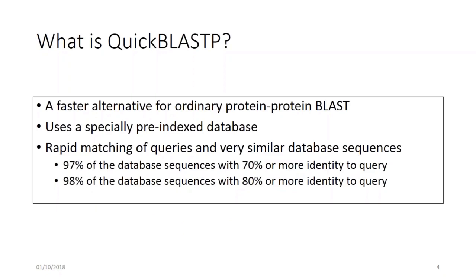So what is QuickBLASTP? This is a faster alternative to ordinary protein BLAST. It uses a specially pre-indexed database, which we'll talk about more in a few minutes. It's designed for rapid matching of queries to very similar database sequences. About 97% of the database sequences with 70% or more identity to the query are found, and about 98% with 80% or more identity to the query are found. This is compared to what you would get with ordinary BLASTP, so it's less sensitive.